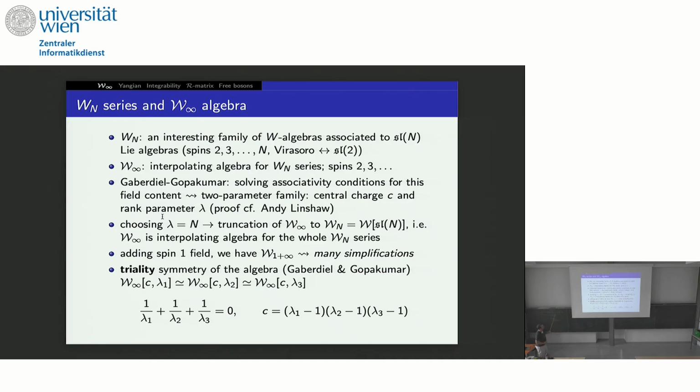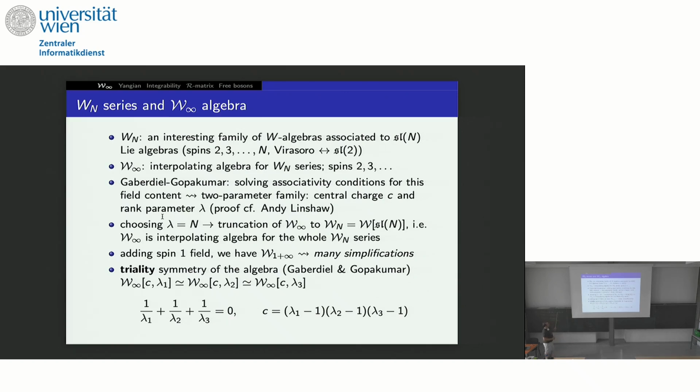Now probably the biggest surprise that Gaberdiel and Gopakumar found, at least for me, is the triality symmetry, which is some kind of symmetry which tells you that for every fixed value of the central charge, there are 3 values of these rank-like parameters which give you the identical algebra. Okay, so the structure constants, if you look at the operator product expansions, depend in a cubic way on this rank-like parameter. So for every choice of c and lambda, I can find 2 other values of lambda which give me the same algebra.